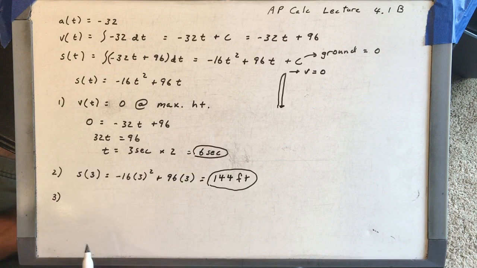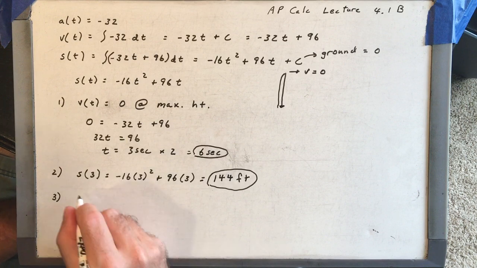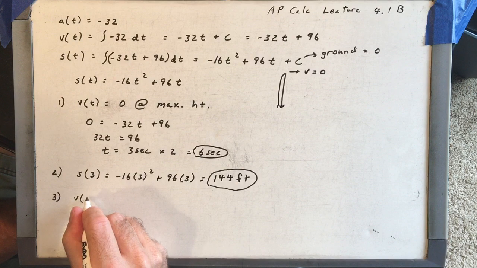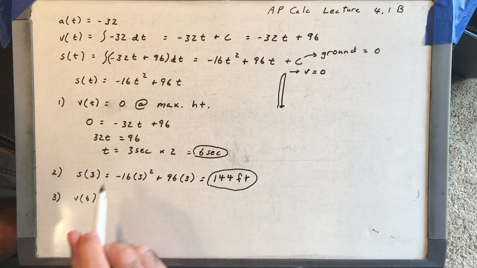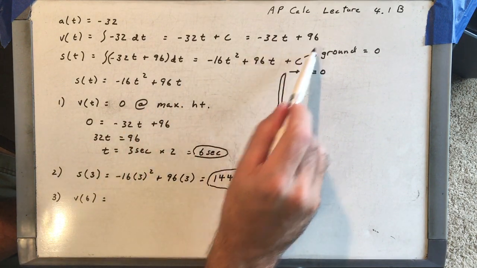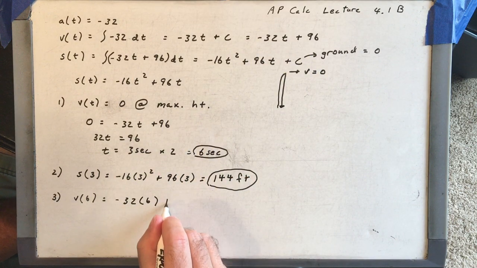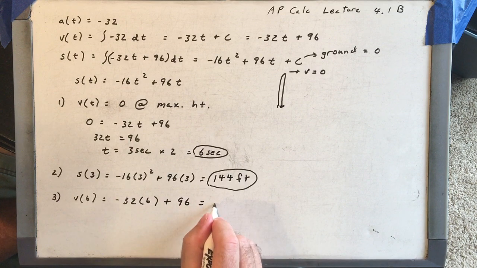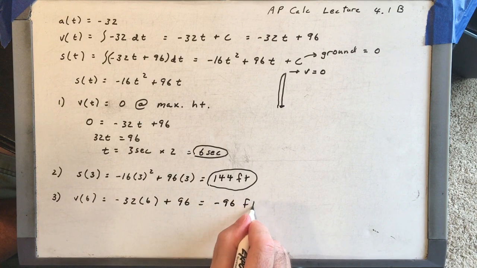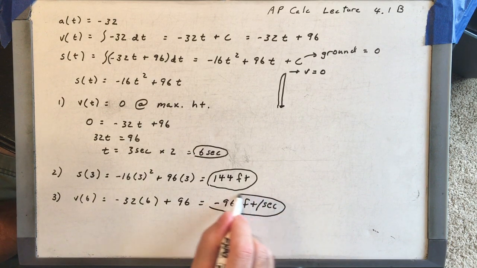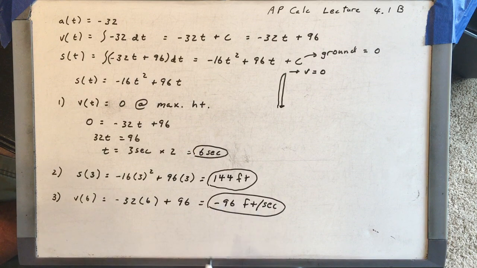All right, and then finally, number 3 says, what's the velocity the instant before it hits the ground? So we know the instant before it hits the ground is 6 seconds. So velocity at 6 seconds. We're just going to plug 6 into the velocity function right up here. Minus 32 times 6 plus 96. That's negative 96 feet per second. Does it make sense that it's negative? Yeah, because it's going down. So that makes sense.